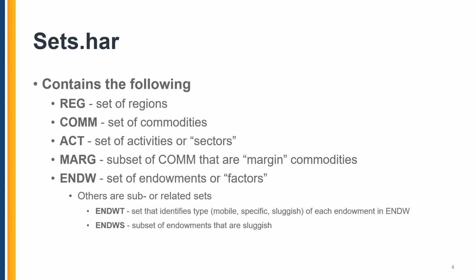You will also see a number of sets that are either subsets or are related to these key sets. For example, ENDWT is a set that identifies the type of each endowment in ENDW, and ENDWS is the subset of endowments that are sluggish.